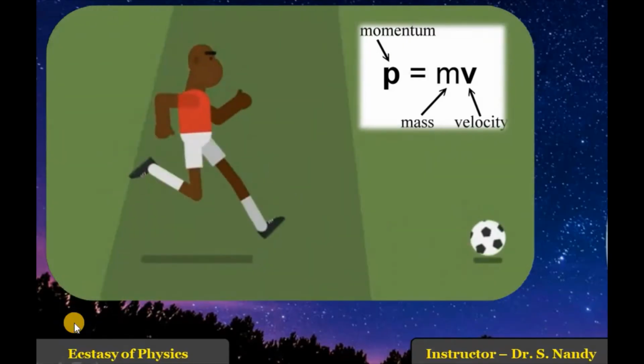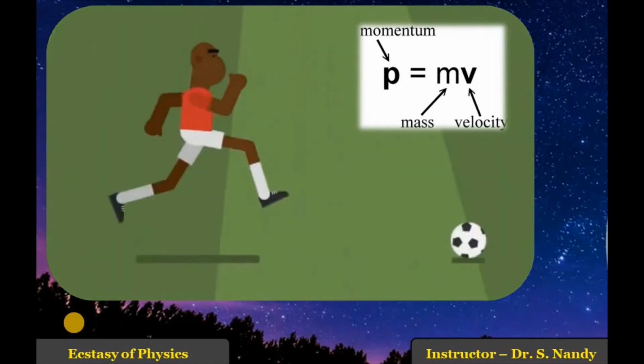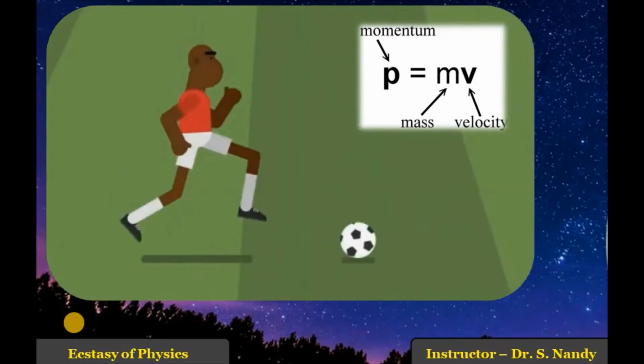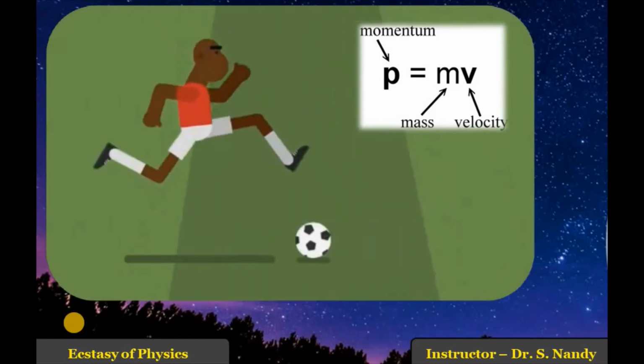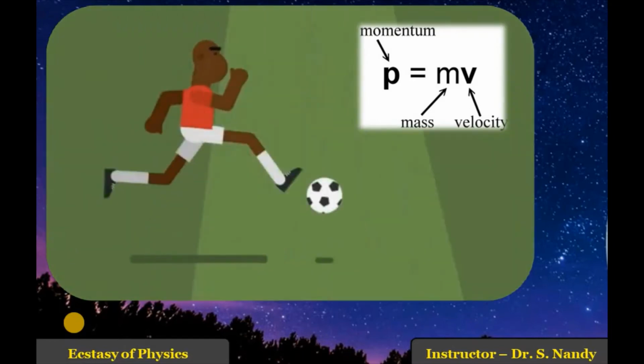Let's consider a quick example of momentum. In a soccer game, a player is running with a football. Here we can consider both objects to have the same velocity, but since the masses are different, they will have different momentum, because momentum is mass times velocity.